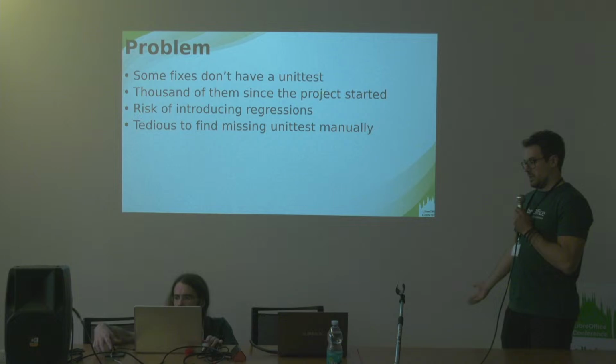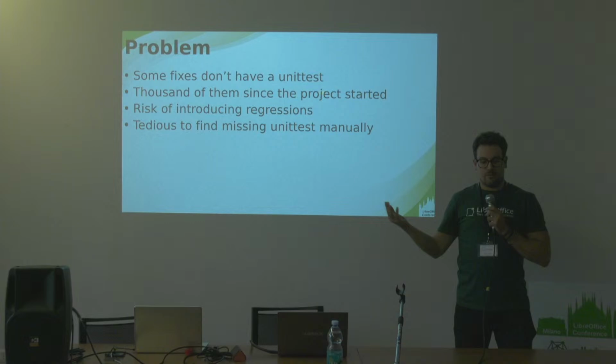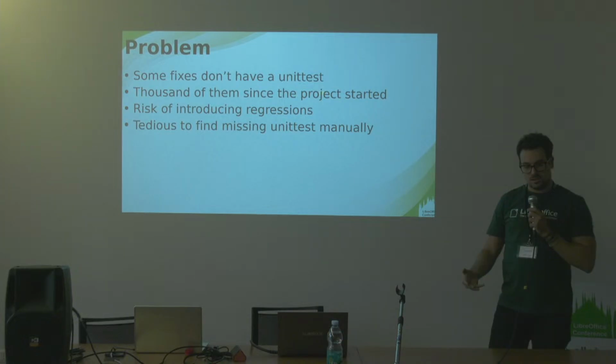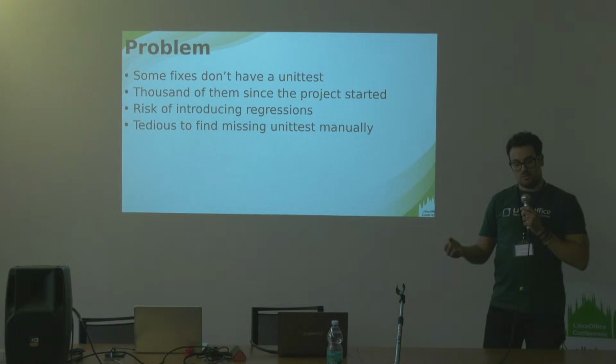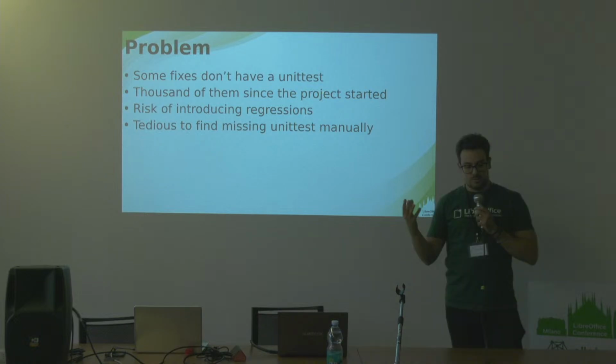So the problem I found is that after the project was forked, we had a long list of commits, and it was difficult for me to find which fixes had a unit test, and which fixes didn't have any coverage or any way to be tested automatically.